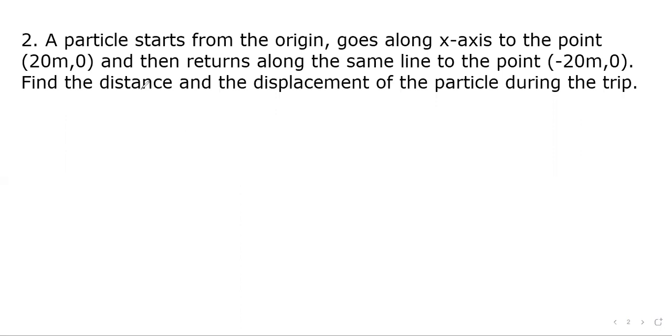Question number 2. A particle starts from origin, moves along x-axis to the point 20, 0 meter, and then returns along the same line to point minus 20, 0 meter. Find the distance and displacement of the particle during the trip. So this is the line on which he is traveling. Here we locate the origin. This is 20, 0. This is minus 20, 0. Now the person starts from here. He covers 20 meters. Then from here to here, this will be 20 plus 20, 40.